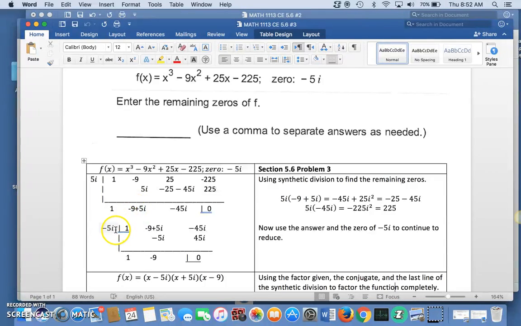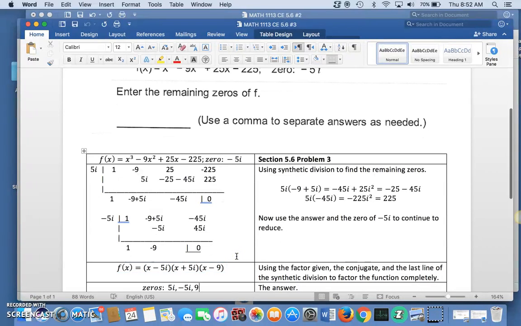Now, use the negative. You could have reversed these. Remember, bring the 1 down, negative 5i. You're using the results from here to do another synthetic division. So 1 down, multiply, negative 5i. Cancel, negative 9. Multiply. When you multiply negative 5i times negative 9, you're going to get positive 45i. Cancels your 0. So you're down to where you should be able to come up with just one linear factor.